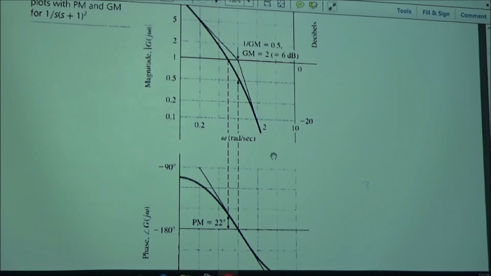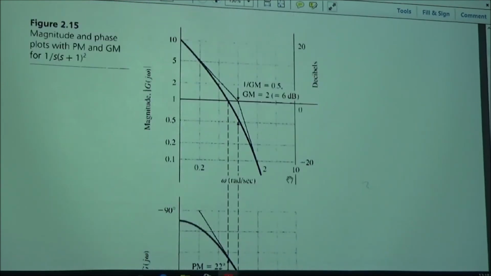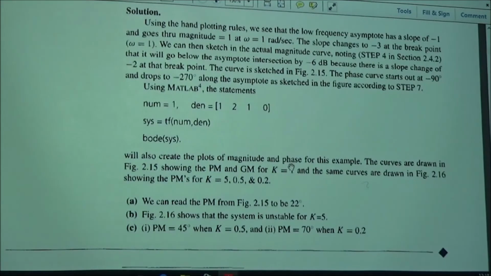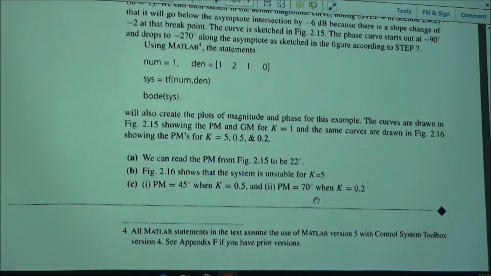So in Bode plot responses, analysis, and design, you want positive phase margin. Okay. And then the rest of this problem, figure 2.16 shows the system is unstable for k equal to 5.